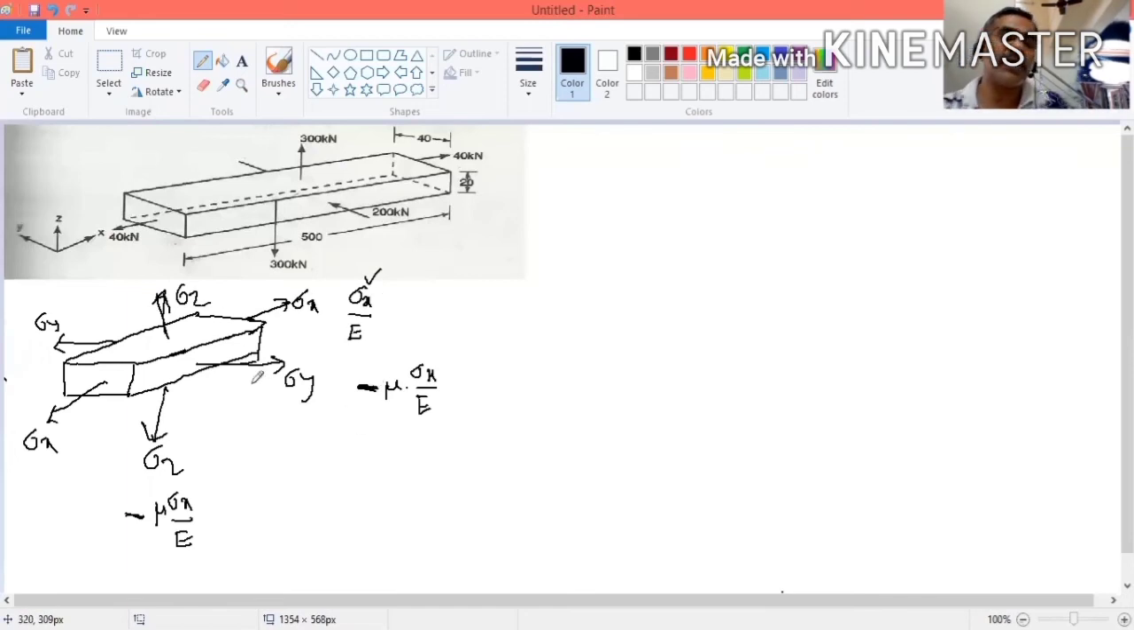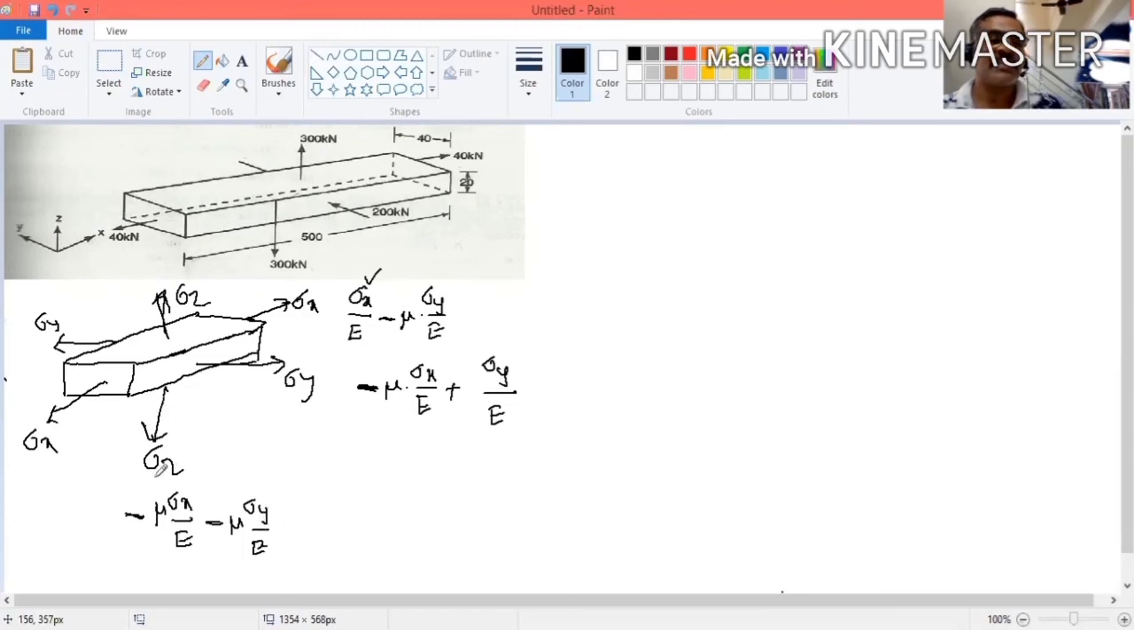Now you see the sigma y. When load is acting along the y direction, it will create a linear strain. What is a linear strain? That stress, sigma y, divided by Young's modulus. At the same time, in the x direction and z direction, lateral strain will be developed. How to find the lateral strain? Mu into linear strain. What is linear strain? Sigma y by E. Here also, mu into sigma y by E.